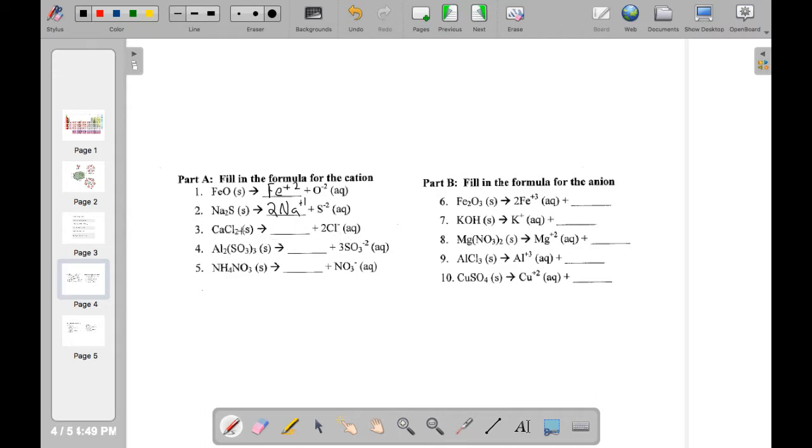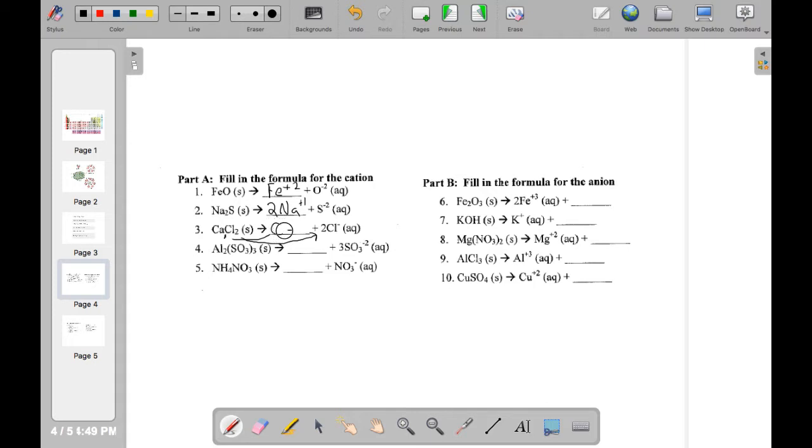Okay, we have chlorine, chloride, anions. There's 2 of them. See how that 2 went right there? Theoretically, there's a 1 down here. So that 1, I don't have to put a 1 though. That 1 would go right here.